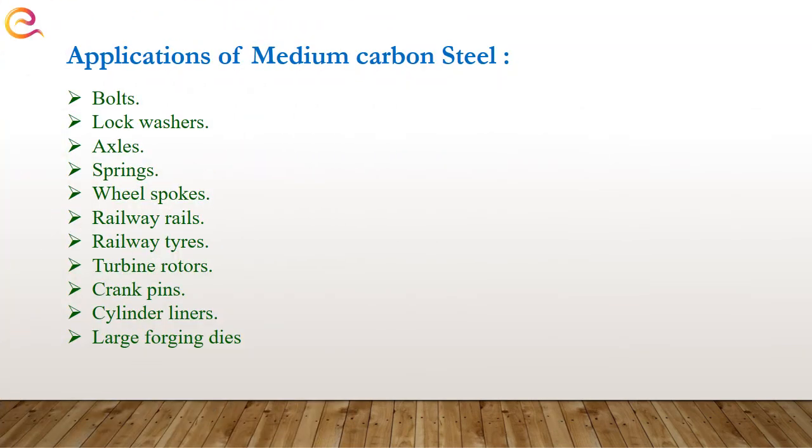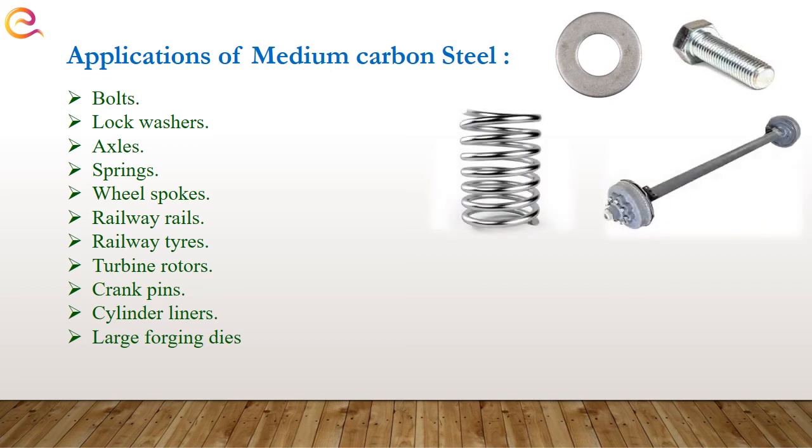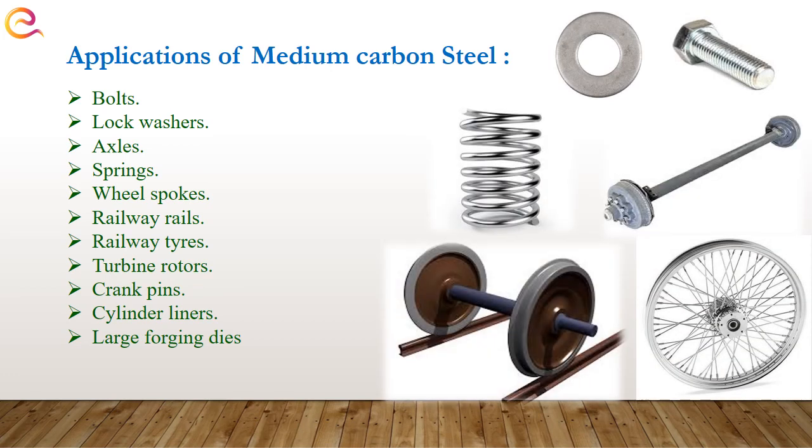Here are some application areas of medium carbon steel. This type of steel can be used to manufacture bolts, lock washers, axles, springs, wheel spokes, railway rails and railway tires. Also, it can be used to manufacture turbine rotors, crank pins, cylinder liners and large forging dies.